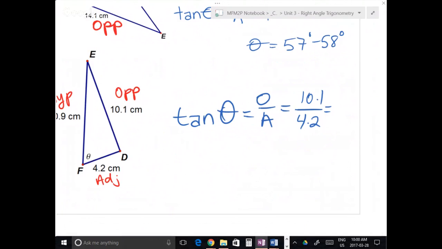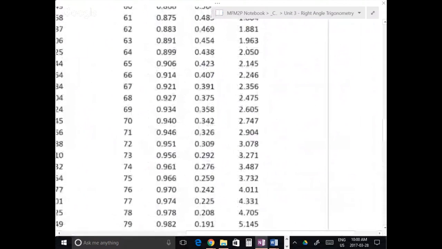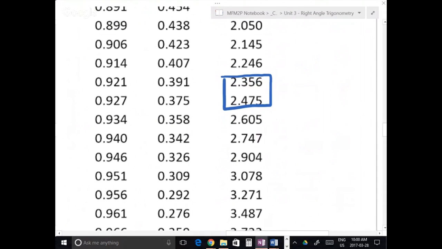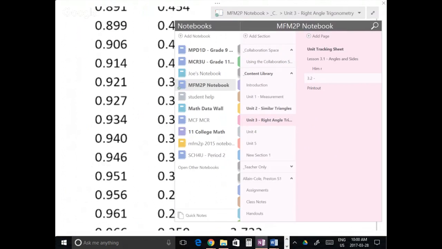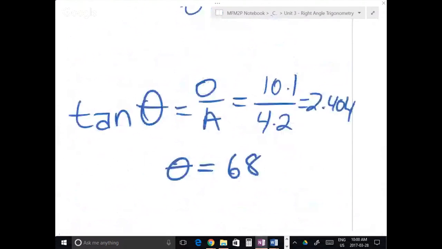Did you do this? Do you have a number for me? 2.404? Great. And when we look that up, what do we get? I said 69, but I know someone said 68. Well, let's take a look. 2.404. I looked in between. I would say our closest answer is 68, but it's actually somewhere between 67 and 68. It could be a rounding issue. Did you use not tan, but one of the other ones? Honestly, kind of stumped. Don't know what's happening.